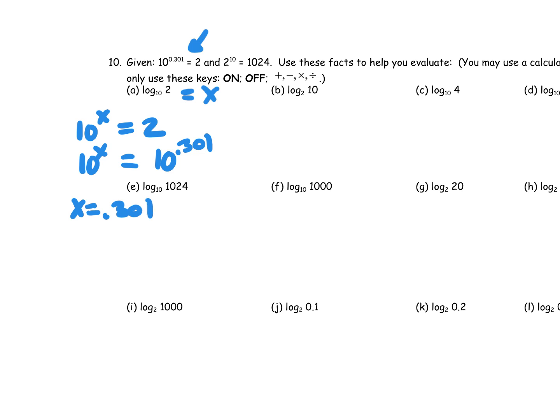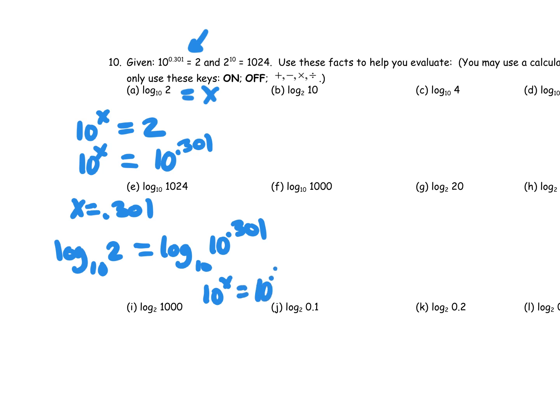Some people, again, like to keep it in logs longer. So you could have just said, okay, log base 10 of 2. Well, let's replace 2 with 10 to the 0.301. And then you're asking yourself, 10 to what power gives me 10 to the 0.301. So really the same idea. It's just at what point you substitute. Do you change it to exponential first, or do you think about it exponentially later on?